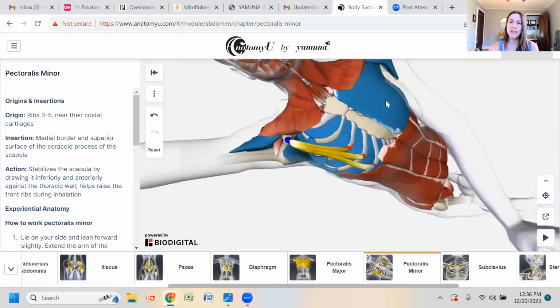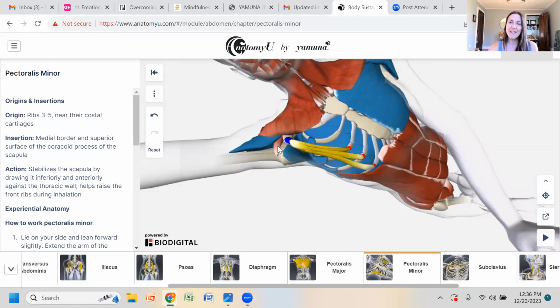This one's on the surface, much bigger, lots of fibers going horizontally. This is a completely different situation underneath of it here. We have three origin points. If you can see these three red dots, these are your ribs. The three origin points of the pec minor start on these three upper ribs. And then as you can see, they all conjoin and insert.